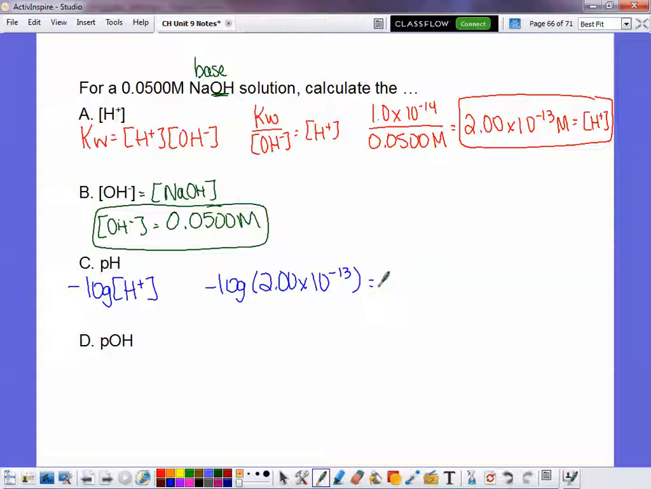When you do the calculation, how many significant figures does my H+ concentration have? 3. Has 3 significant figures. So my pH needs to have 3 significant figures. But the way you do sig figs with pH is a little bit weird. This answer with proper sig figs, and you can write this down, is 12.699.